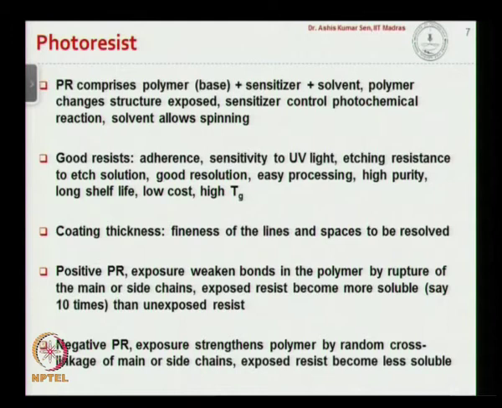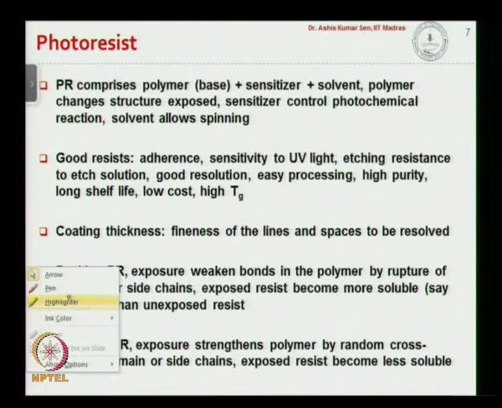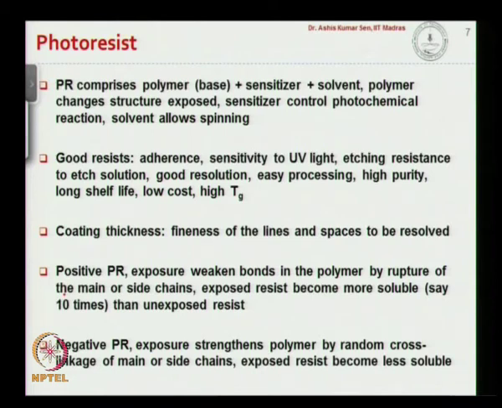Now in a photoresist, we typically have three different components. The major component is the polymer, which is the base holding the photoresist, and this polymer enables the changing of the structure when it is exposed to UV light. Then there is a component called the sensitizer, which controls the photochemical reaction when UV is exposed onto a photoresist. The third component is the solvent, which we have already discussed, that allows spinning of the photoresist onto the wafer. Now what are the properties of a good resist?